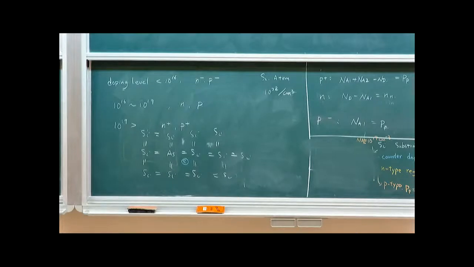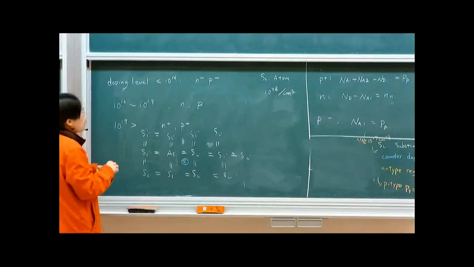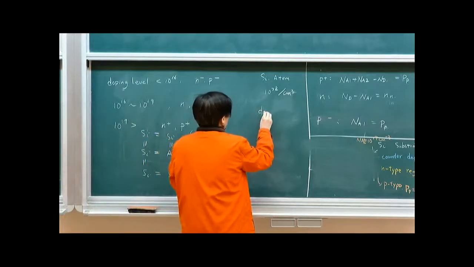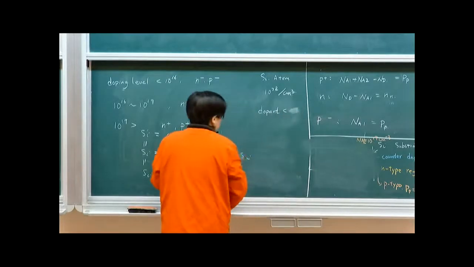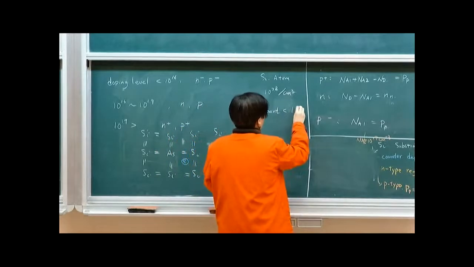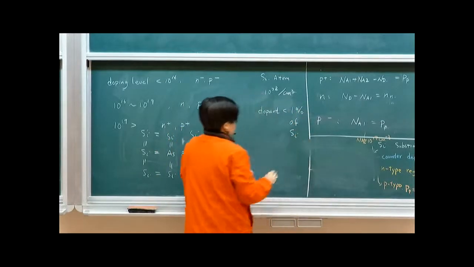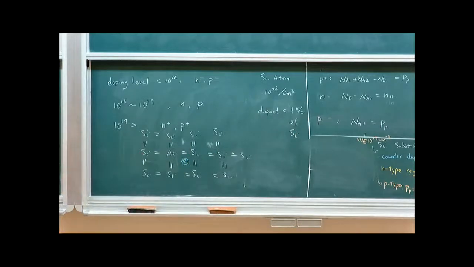Even 10 to the 20th is probably the limit. As I said, there's a solid solubility, the dissolving limit, which has a highest level. Otherwise, you're changing the material. So you cannot put in too much to alter the background silicon. Doping will be less than 1% of silicon in terms of density. So whatever heavily doped will not exceed that level. Otherwise, you're changing the crystal structure.